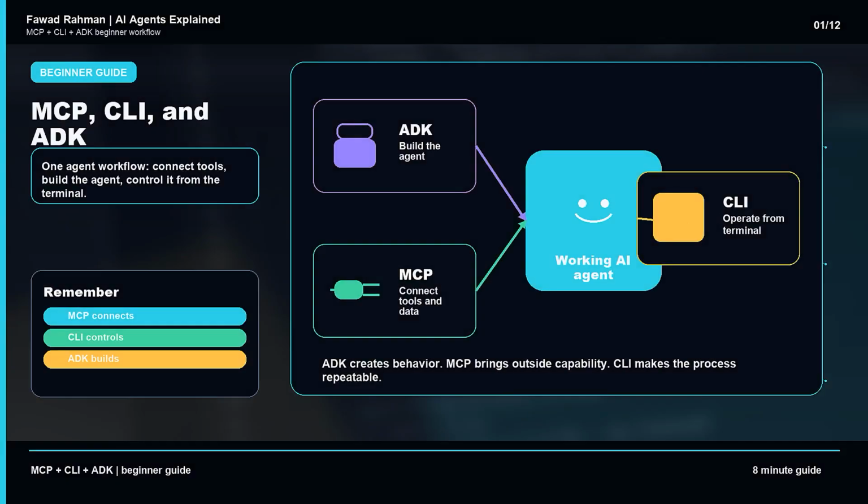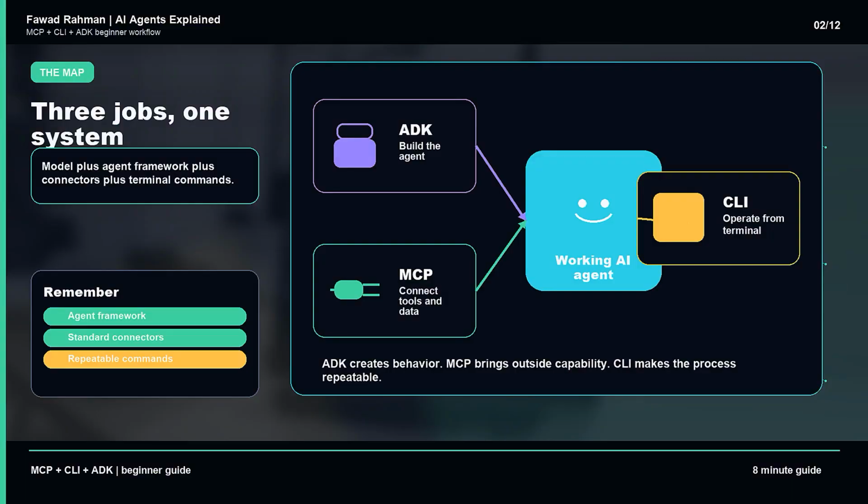If you are learning modern AI agents, three terms show up again and again: MCP, CLI, and ADK. They sound technical, but the simple picture is this. MCP connects an AI agent to tools and data. A CLI gives you a fast command line way to create, run, test, and deploy that agent. ADK is the development kit where you define the agent, its instructions, and the tools it can use. In the next 8 minutes, we will turn those three ideas into one practical beginner workflow.